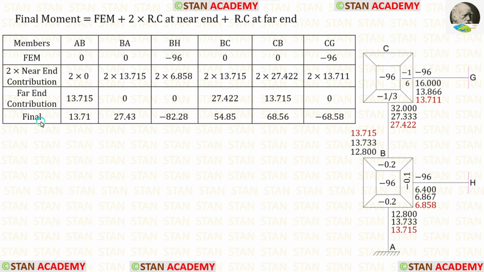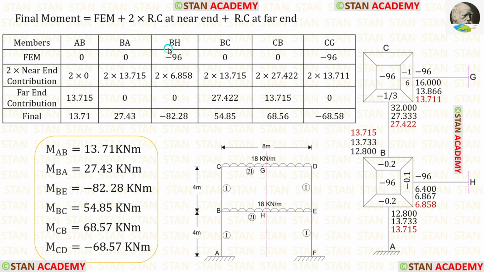Now let us find the final moments. For that, we have to add these two values. After adding, we are getting the final moments. The moment in BH can be taken as the moment MBE. The moment in CG can be taken as the moment MCD.